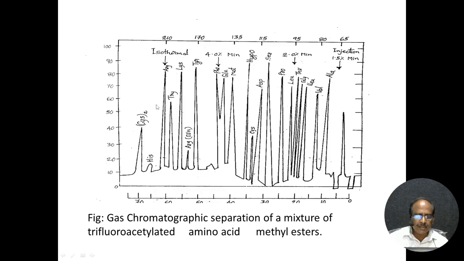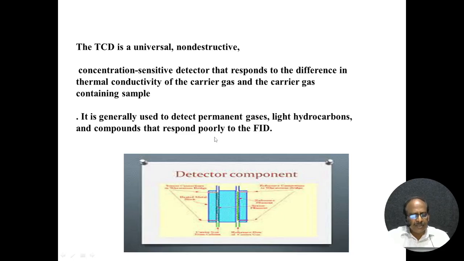Cysteine, arginine, tyrosine, and so on. All the amino acids are separated by using this gas chromatography.